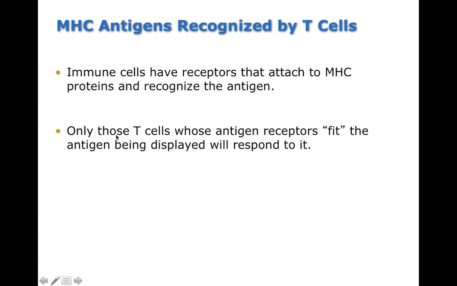And so only those T cells whose antigen receptors fit are going to respond to it. So what we're saying here is that T cells with a particular receptor type can only respond to that particular foreign antigen. You will have specific types of lymphocytes, like T cells and B cells, that have receptors against very specific antigens. And that's why it's part of your adaptive and specific immune response.